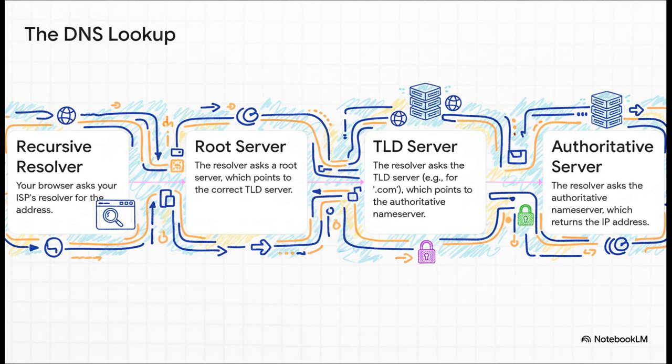And believe it or not, this lookup process is like a lightning-fast four-step relay race. It all kicks off when your browser asks something called a recursive resolver, usually from your internet provider. That resolver then asks a root server, which doesn't know the answer, but it knows who to ask next. It points to the right TLD server, the one for .com or .org. That TLD server then points to the final source of truth, the authoritative server. That's the server that holds the actual IP address and sends it all the way back. And the crazy part? This whole chain reaction happens in just a few milliseconds.